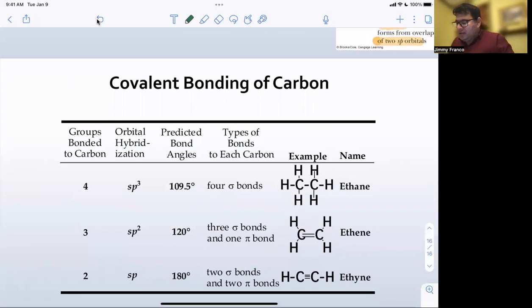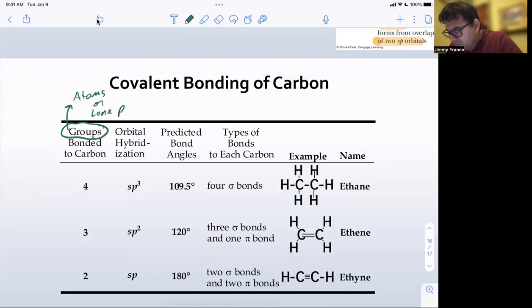Last thing, and this last slide boils everything down to a more simplistic view. If you're looking at this picture, if you're bonded to 4 groups, you're going to be sp3. The reason we use the term groups is because groups can be atoms or lone pairs. We're just going to count them up.